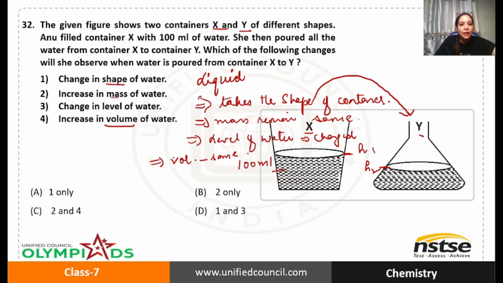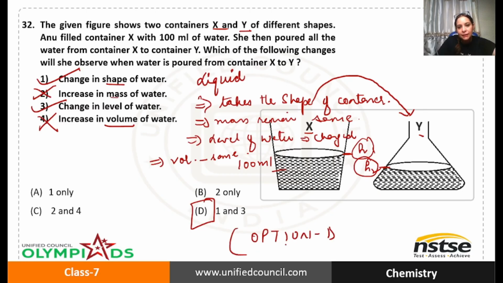Okay, so out of these four, which of the following will she observe? Change in shape? Yes, you can see there is a change in the shape. Increase in mass? No. Change in level? Yes, see the level changed. Increase in volume of water? Again, no. So out of these given options, which one is correct? Option D is correct. So the correct answer is option D.